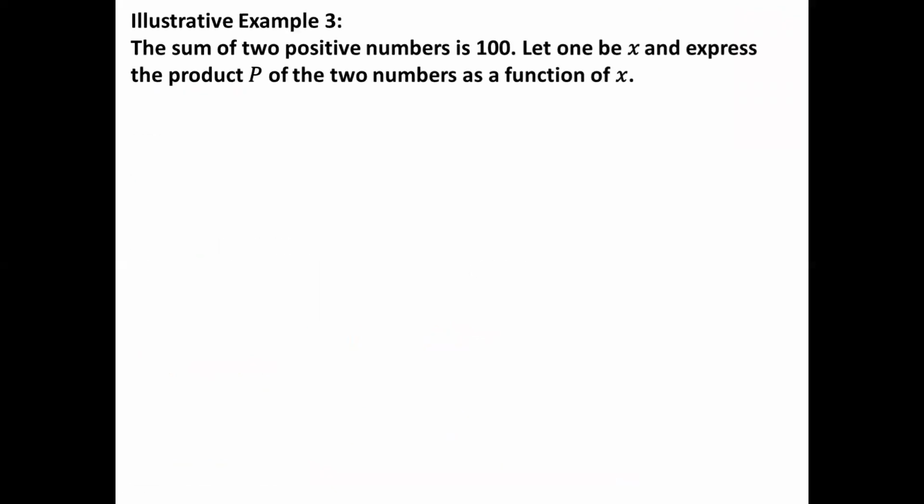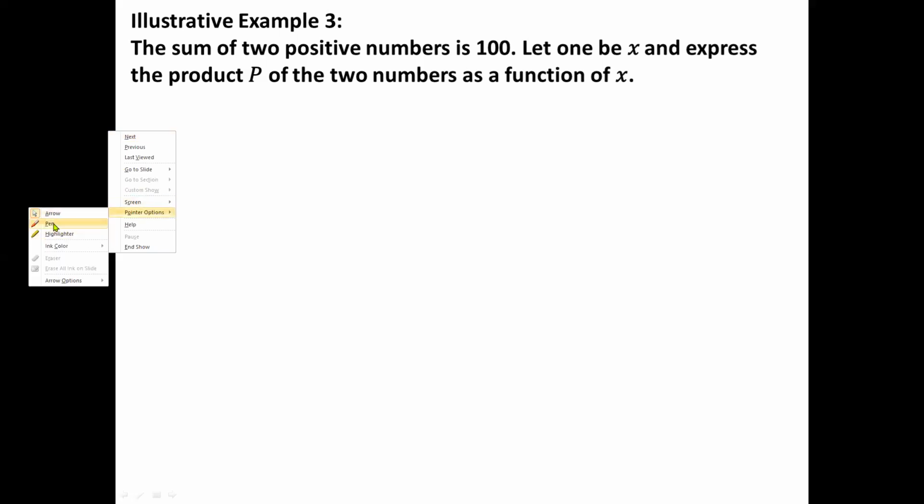Now let us have illustrative example number 3. Now I will explain the solution of your teacher by this time. Here, dito sa problem na yan. Sabi dito, ang sum daw ng dalawang number is 100. Okay? So the sum of two numbers is 100. Let me explain it to you.